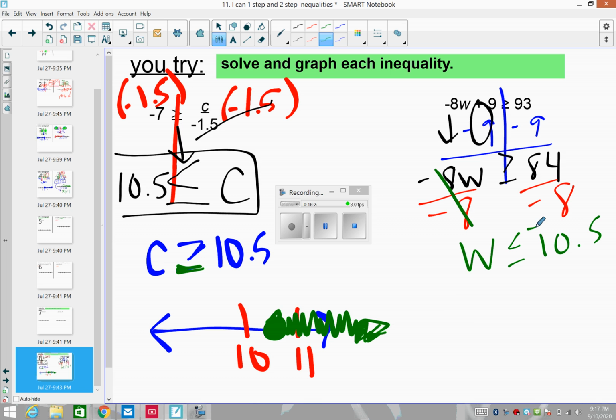Okay, so a very similar style graph here. I'm going to put a -11 here and a -10 here, and negative 10.5 would be halfway between. We're going to do a closed circle, and we're talking about all the values that are less than negative 10.5. So we're going to shade to the left. All right, so that is our solve and graph each inequality situation. Lots of good math stuff going on here.